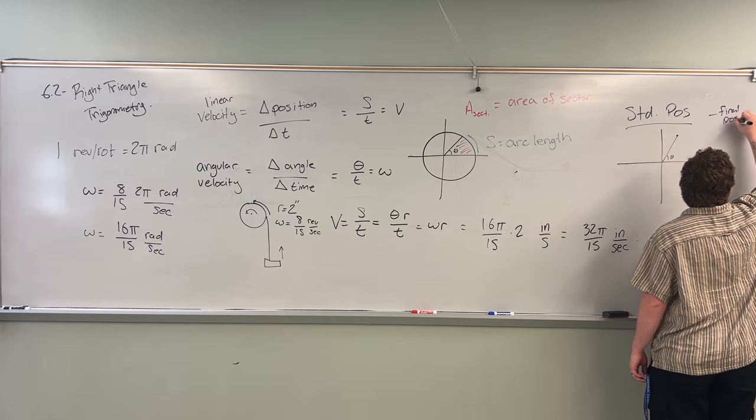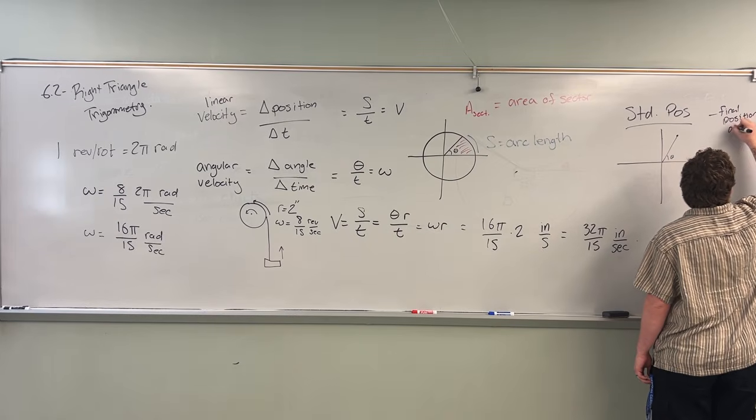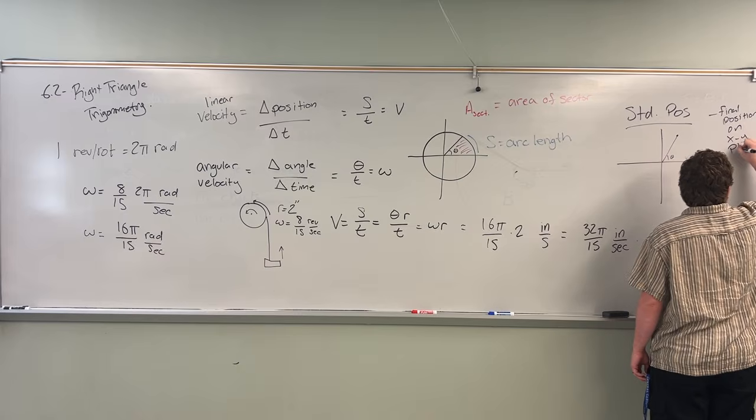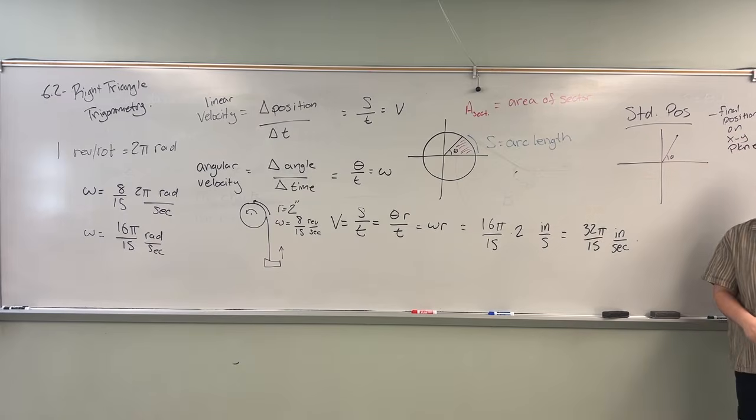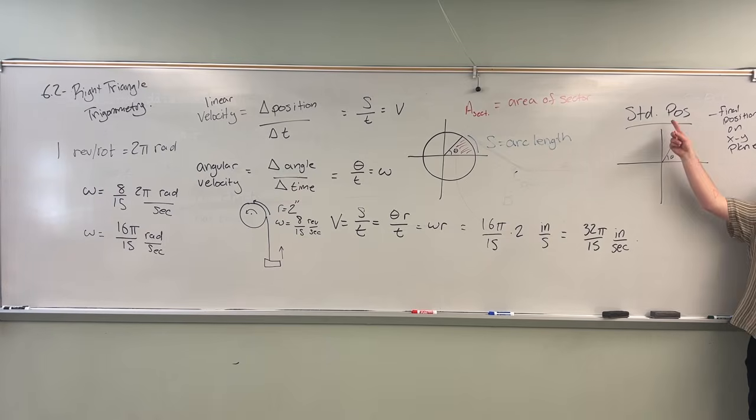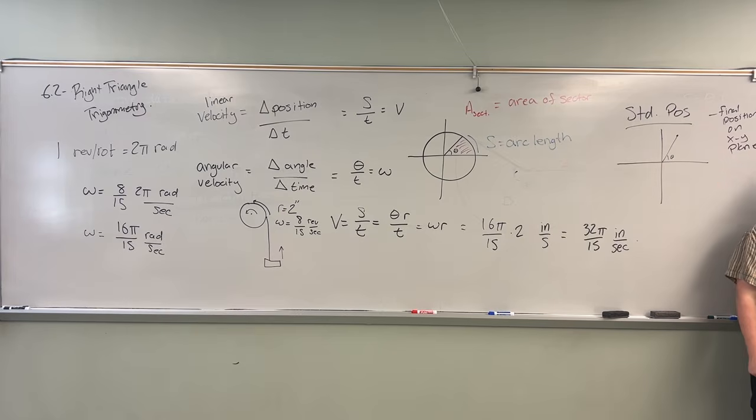Final position, and specifically on the xy plane. We can think about the final position as a point on the xy plane. Maybe I've wrapped around a couple of times on here. Two angles are coterminal if they have the same standard position. So what would happen to this point if I were to wrap around 360 degrees again? It'd be in the same spot.